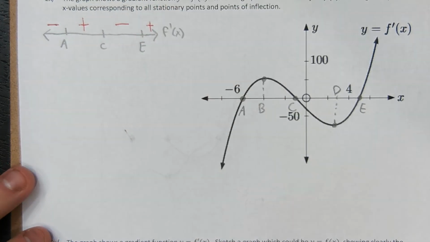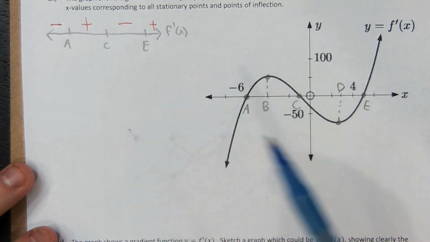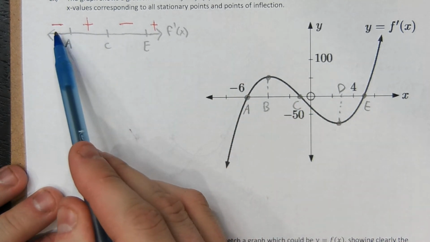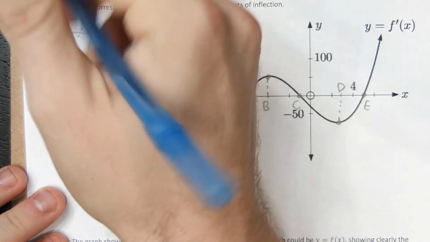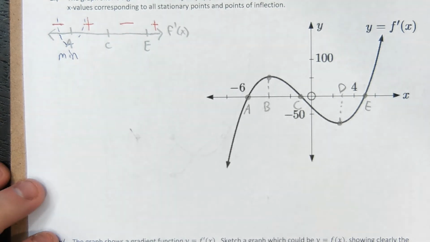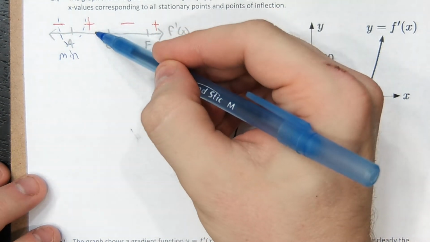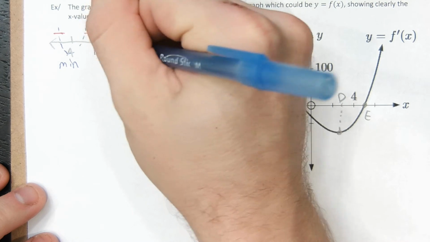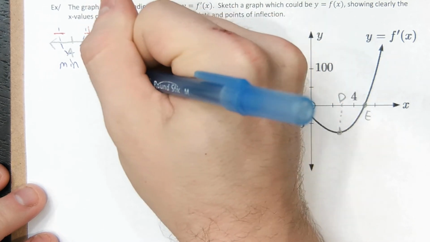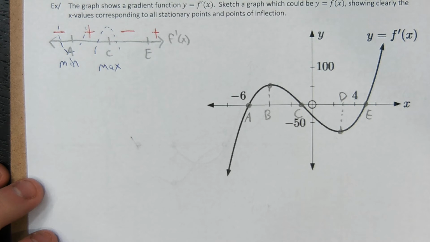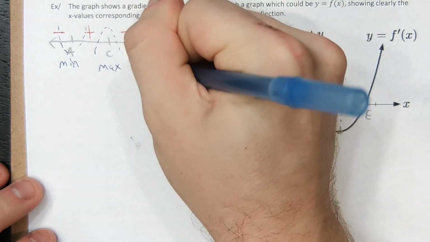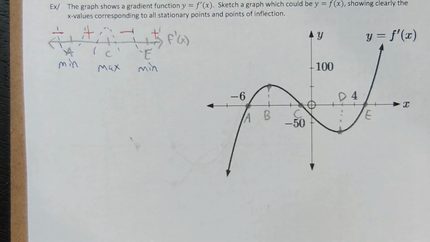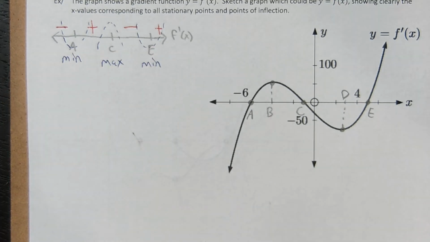So what does that tell me about the original function? Well, that tells me, because I changed from negative to positive here, I have a minimum on f of x. Because I changed from positive to negative, I have a maximum at C, turning points. And again, from negative to positive, another turning point, a minimum. So we know that that's the general shape of f of x around A, C, and E. All right.